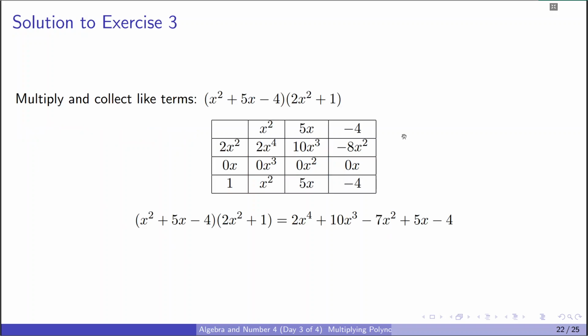There we go. That x term is a 0x placeholder, a whole row of zeros. And we end up with 2x to the 4th plus 10x cubed minus 7x squared plus 5x minus 4.